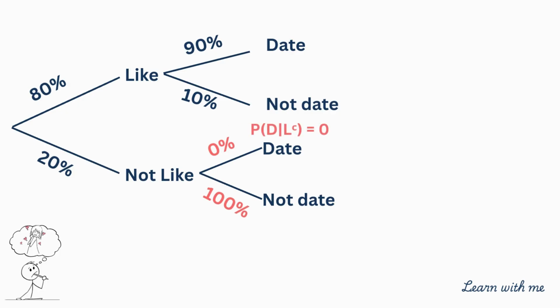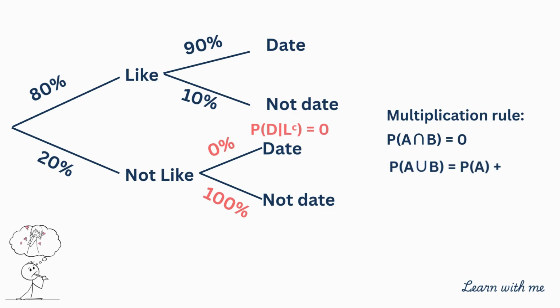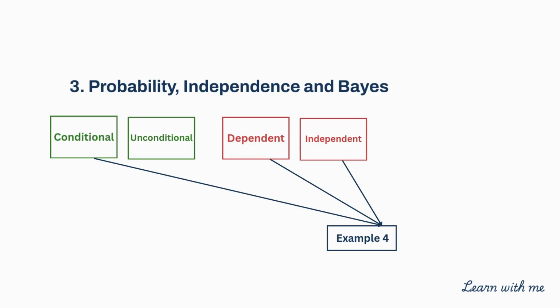So the multiplication rule becomes very simple. The probability of A and B is just 0. And the probability of A or B is simply the sum of their individual probabilities. The last combination we need to understand is conditional independence and conditional dependence.